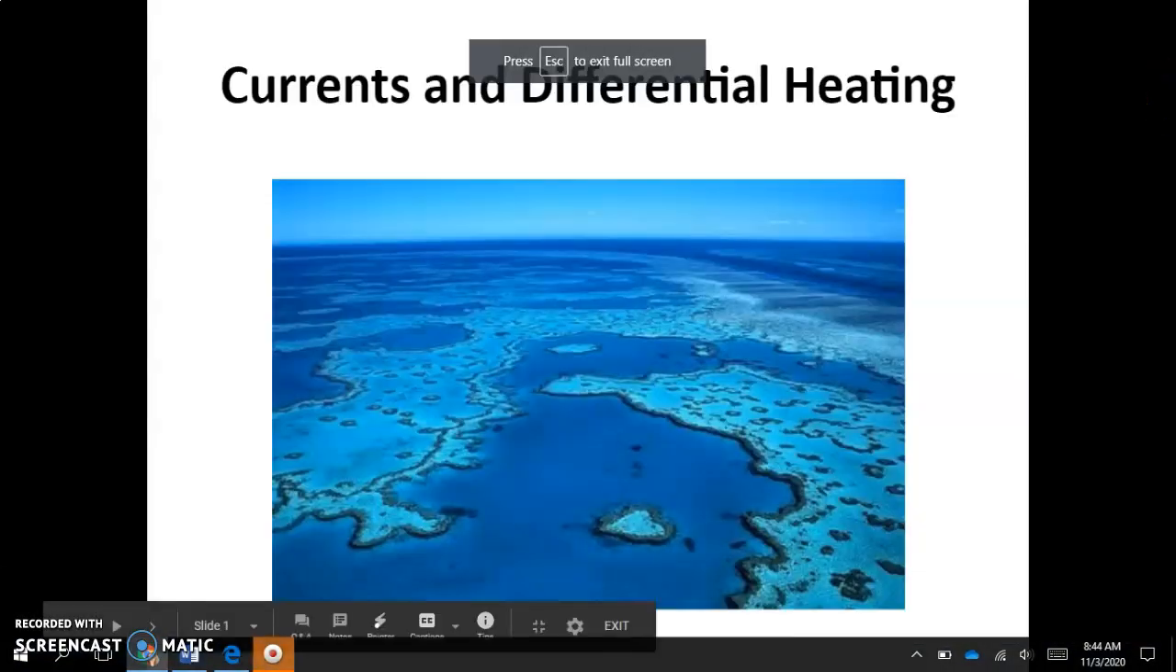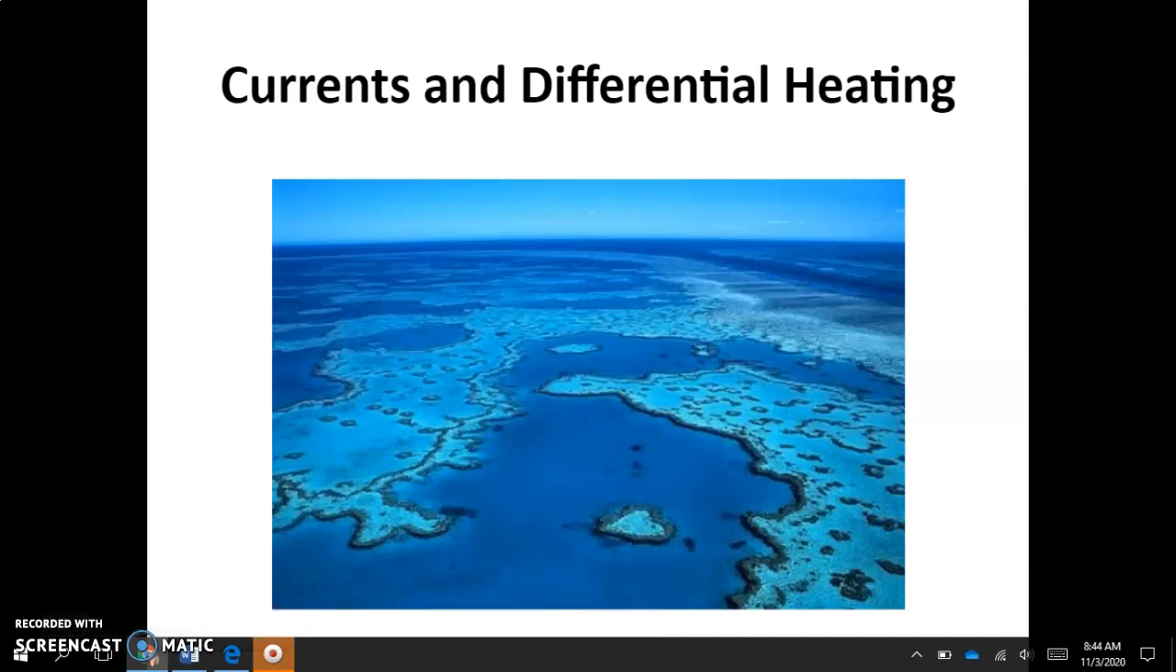Today we are going to continue our conversation about oceans. We are on Unit 5, Lesson number 2, and as always, you should have downloaded your interactive notebook pages for the day. These notes go along with those pages.